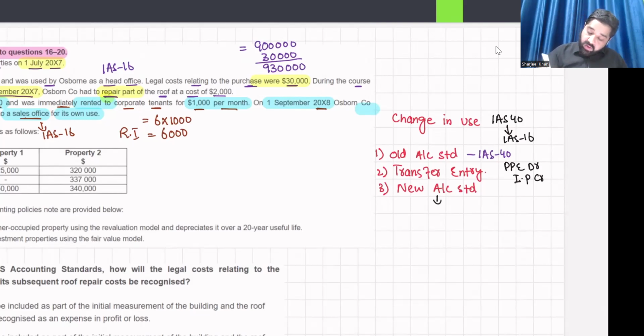Now start the rules of the new accounting standard, which is IAS 16. Here you will start the depreciation of the property, because now you will follow the accounting rules of IAS 16. And if the model is the revaluation model, any gain or loss now will be taken to other comprehensive income, not to profit or loss. Clear to everyone? So these are the complete steps for the change in use.